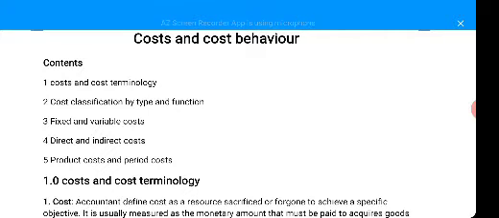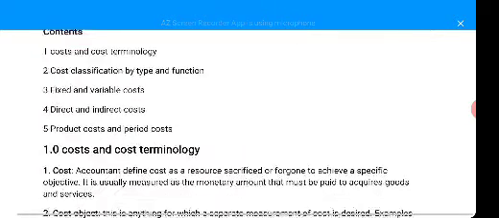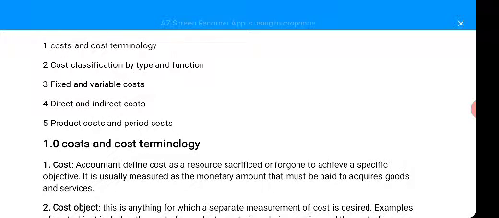One, costs and cost terminology. So, we want to define costs and all those terms that relate to cost and cost behavior. Two, we'll look at cost classification by type and function. So, we want to classify different costs of production into different types and their function. Three, we look at fixed and variable costs.